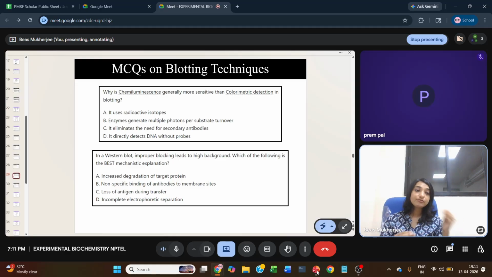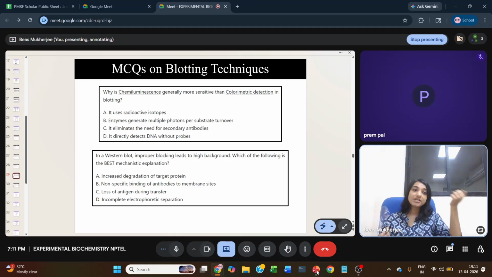So blocking is done before addition of the primary antibody, right? Before addition of the primary antibody, you want to make sure that all the non-specific sites are blocked by this BSA, right? And only your protein of interest is present and exposed to the primary antibody, so that the primary antibody comes and binds to it. If the blocking is not done properly, primary antibody will possibly come and bind anywhere, although it is very, very specific, but it is a protein.